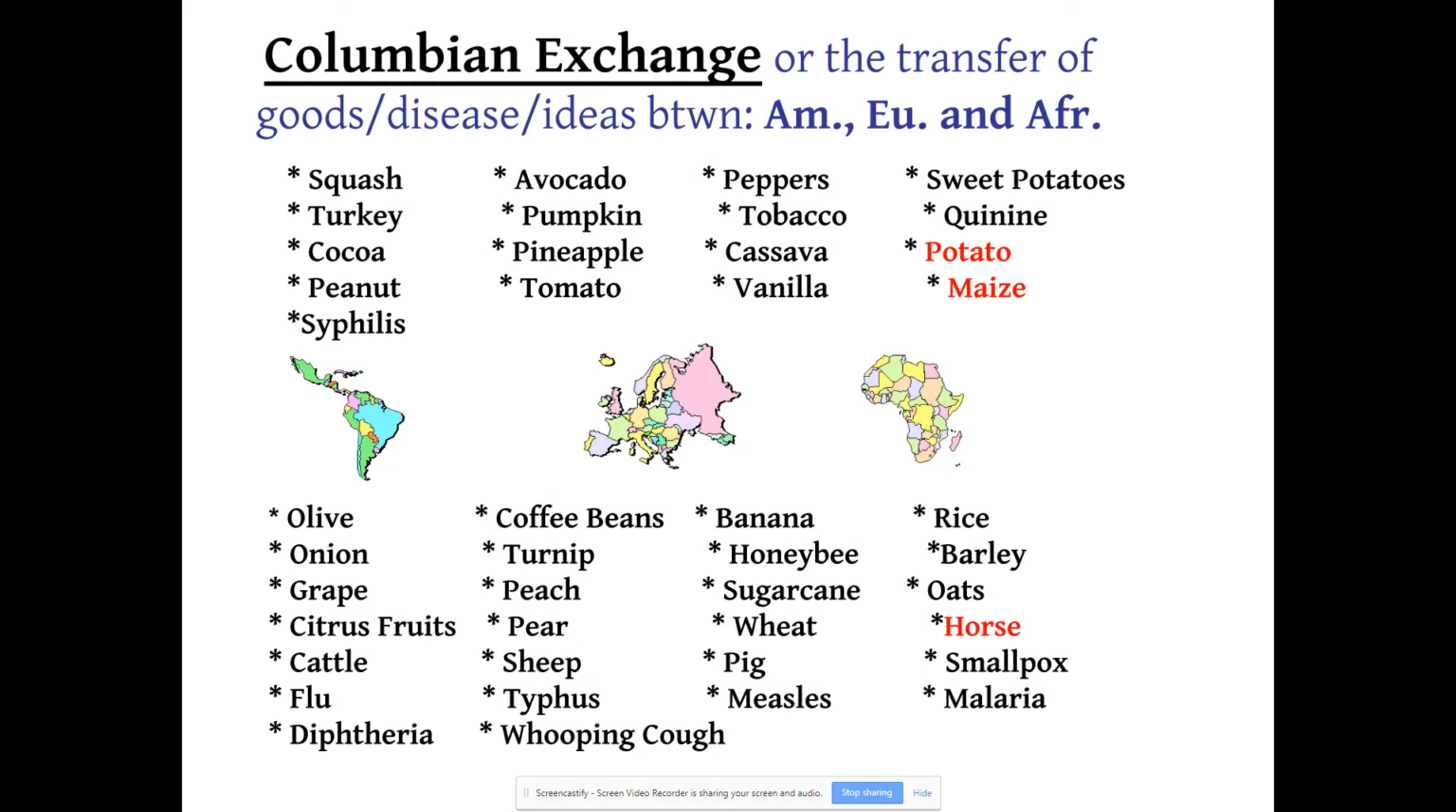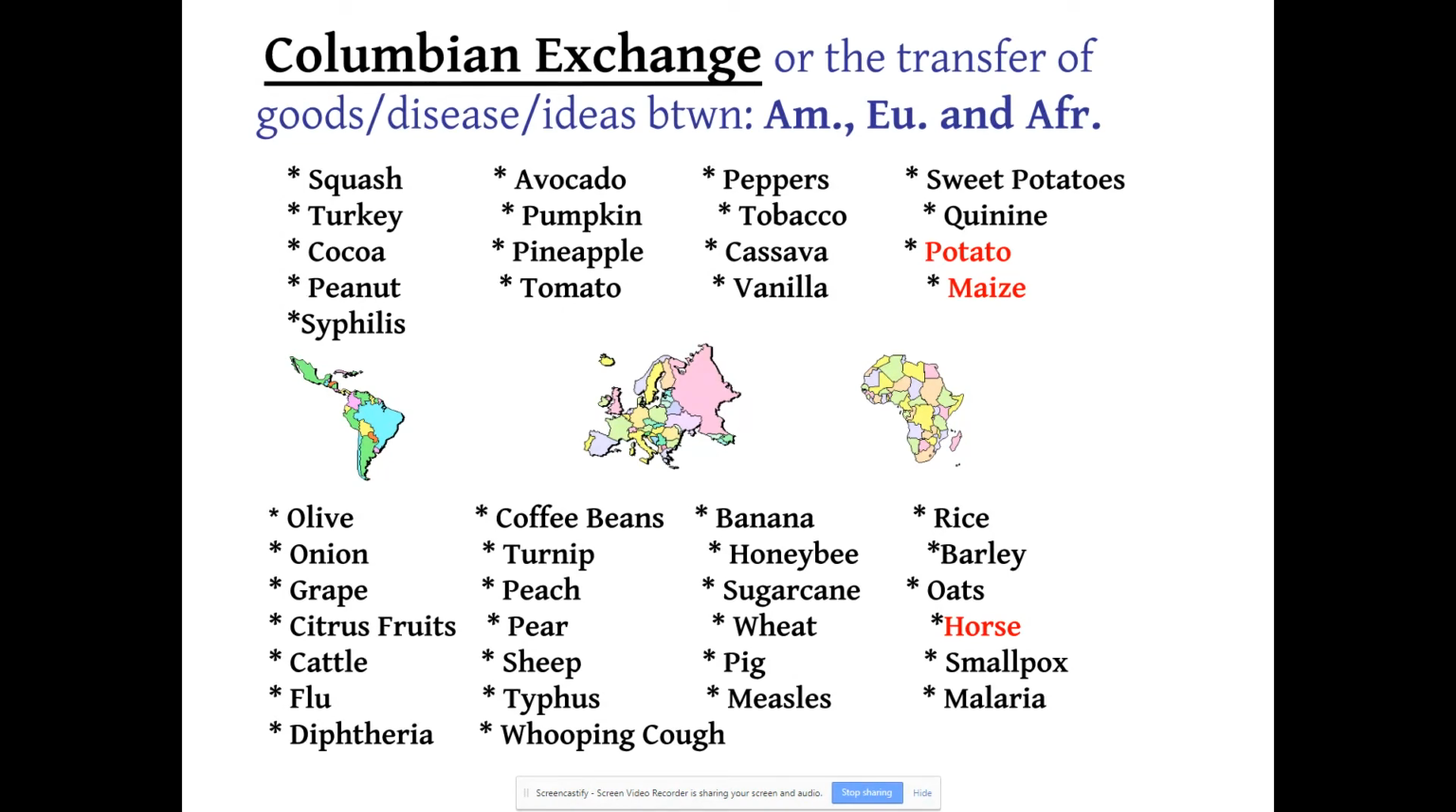Which leads us to the Columbian Exchange, which is defined as the transfer of goods, ideas, diseases between America, Europe, and Africa. Oftentimes, people just classify this as the Old World and the New World, with the Old World meaning Europe and the New World meaning the Americas. So, what did the Europeans gain from the Americas in this? Well, they gained a lot of new plants like the potatoes and corn, new animals like turkeys, etc.